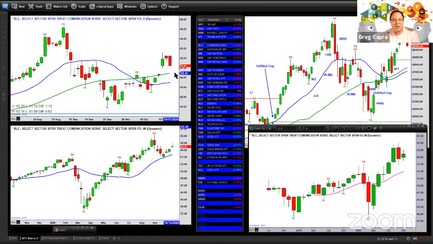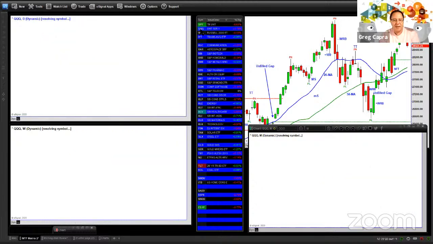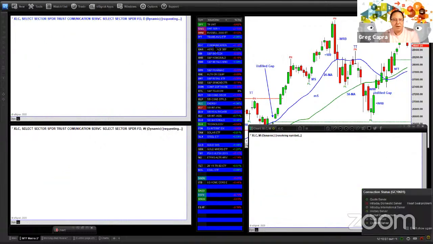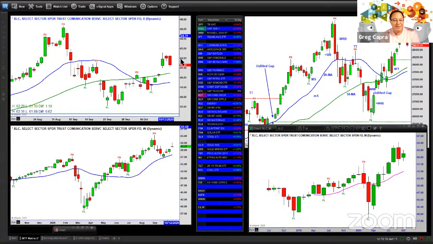And all we need to do to determine if it's showing relative weakness is compare it to something else. So here is the prior high. And we just kind of eyeball it and say, well, it cleared that high and it's got room to go up. But the Qs, the NASDAQ 100, is much closer to its old high. So communications is showing some relative weakness.